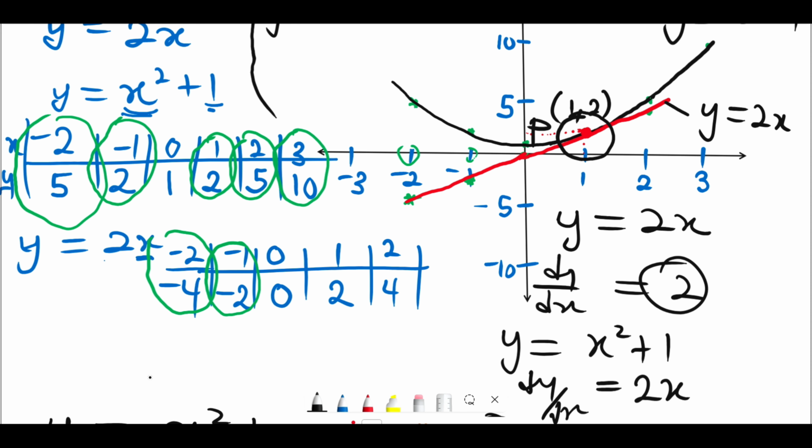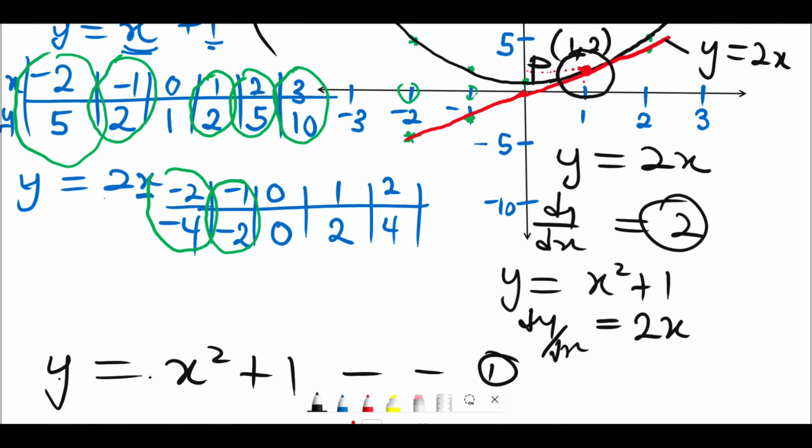Now, it means the gradient function of the curve at any point is 2x. But our focus is on the point of intersection. So we want to find the gradient of the curve at where the curve touches the straight line. So we are going to plug in the point of intersection in place of the x in the gradient function. So at the point of intersection, we have (1, 2).